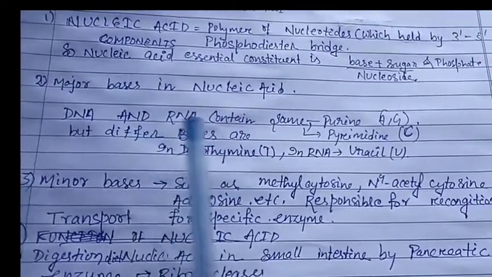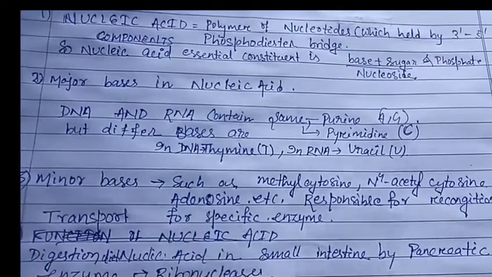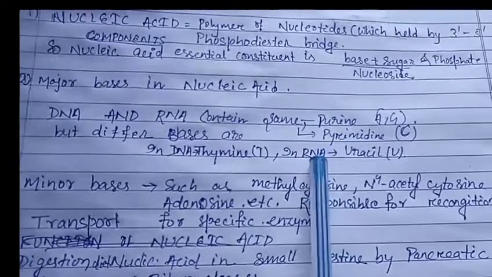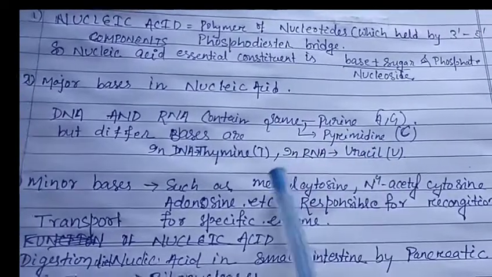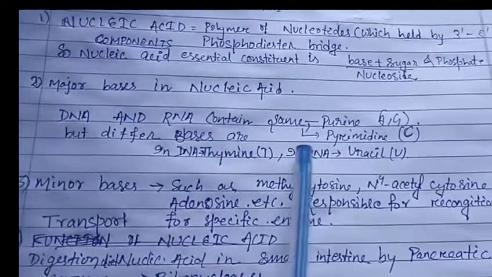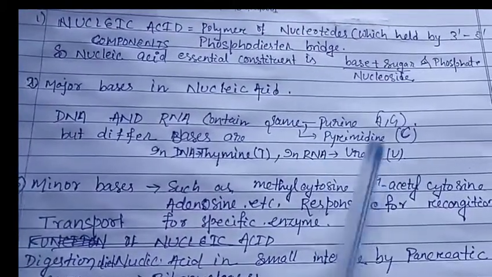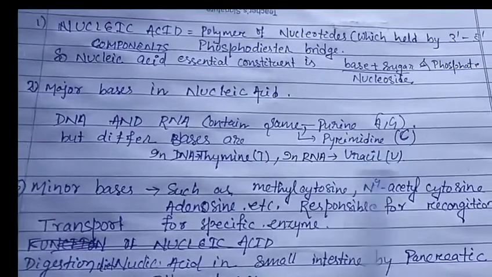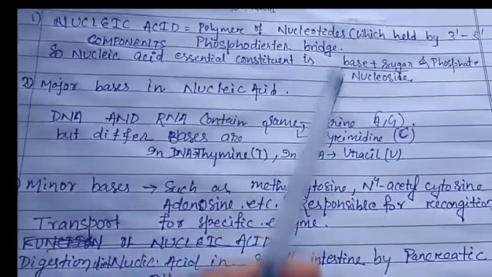What are the different bases that make DNA and RNA different? In DNA there is thymine, but in RNA, in place of thymine, there is uracil. So those are the bases, and they are connected to each other by Chargaff's rule, purine with pyrimidine, and form the nucleotide.